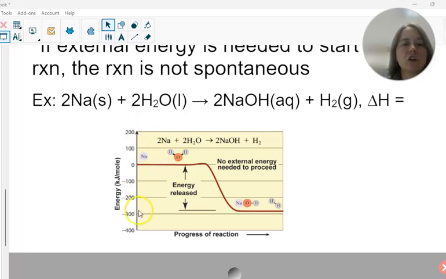So please draw this reaction diagram in your notes. You can do a simplified view. So it should be energy here and time or progress of reaction here. And then it's going to start at about 0 and then go down to about -285. And then this is this reaction we just talked about. So take a moment and make that in your notebooks.